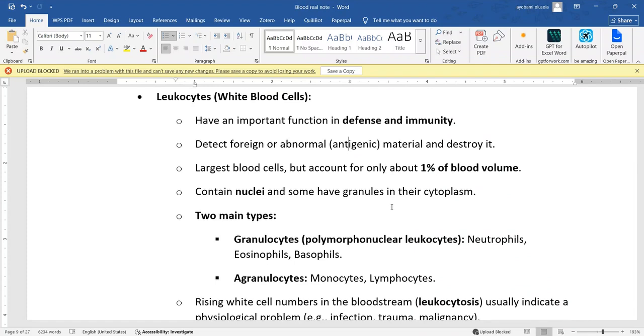The largest blood cells are the leukocytes. We said the most numerous, the most abundant blood cells, are the erythrocytes, but the white blood cells are the largest, though they account for only about 1% of blood volume. Unlike erythrocytes that do not have a nucleus, the white blood cells have a nucleus, and some of them have granules.